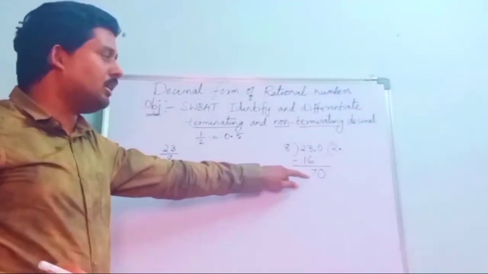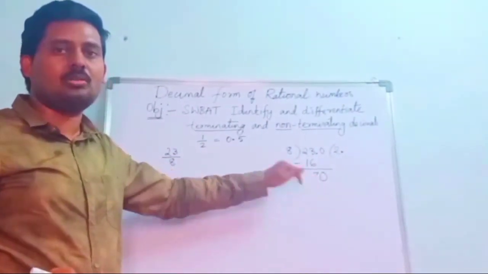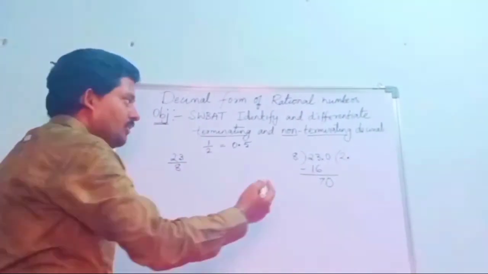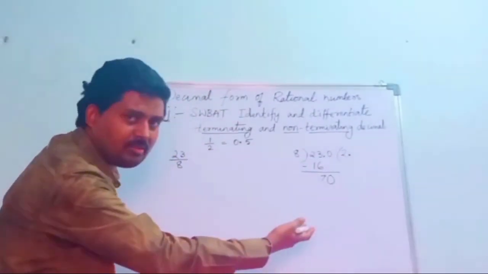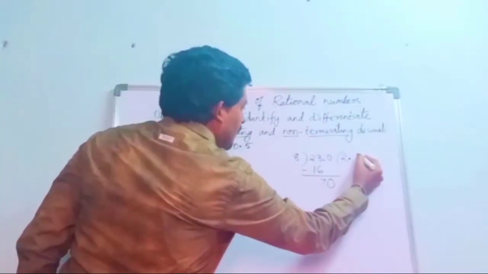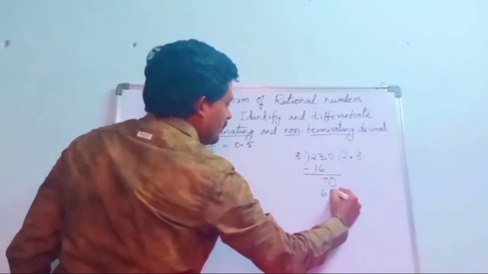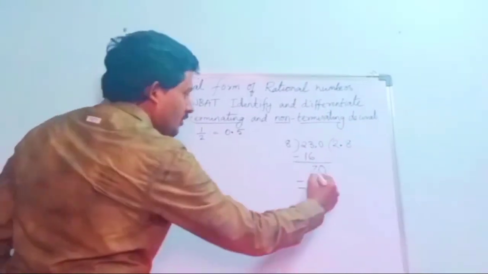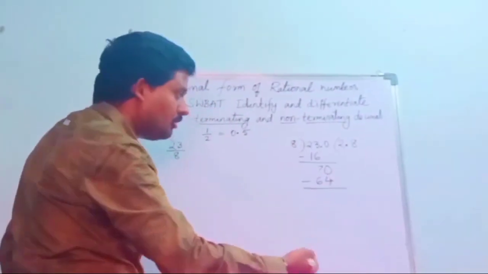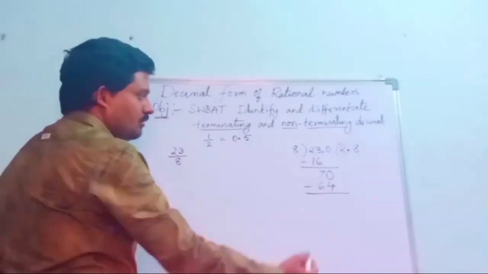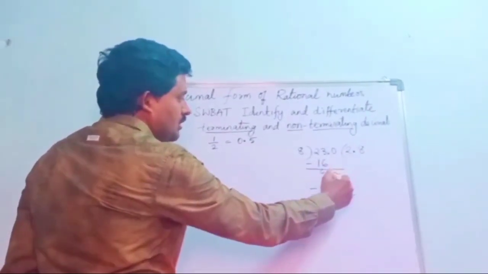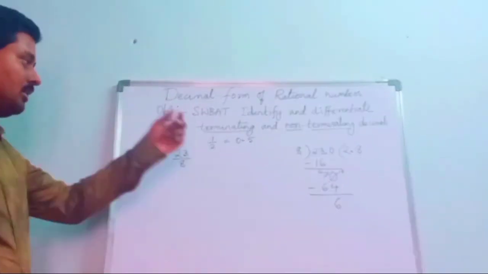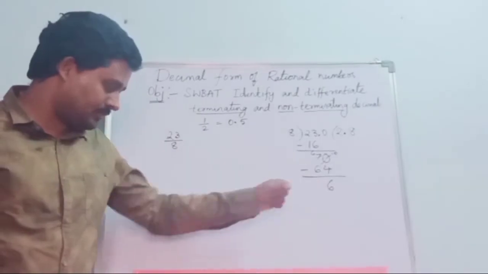So now what times of 8 is a number closer to 70? 8 7s is 56, 8 8s is 64, 8 9s is 72. So can we take 72? No. So 8 8s is 64. Now again we will do subtraction. 70 minus 64, we will do as usual, borrow. 0 minus 4, we cannot do that, so 7 becomes 6, 0 becomes 10, 10 minus 4 is 6, right? 6 minus 6 is 0. So now we got 6.